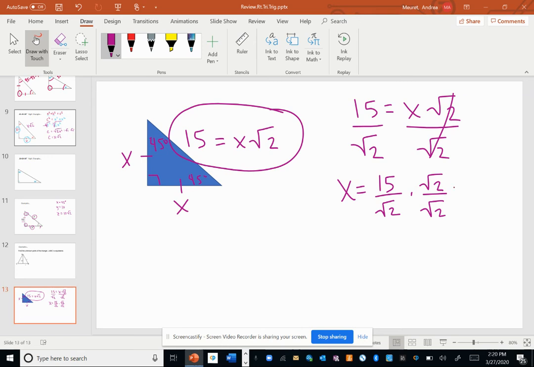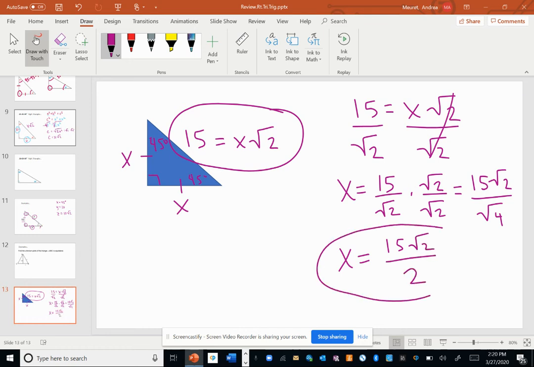So 15 times the square root of 2 is 15 root 2. And the square root of 2 times the square root of 2 is the square root of 4. And so I've just got one more step to simplify. I've got 15 root 2 over the square root of 4, which is equal to 2.